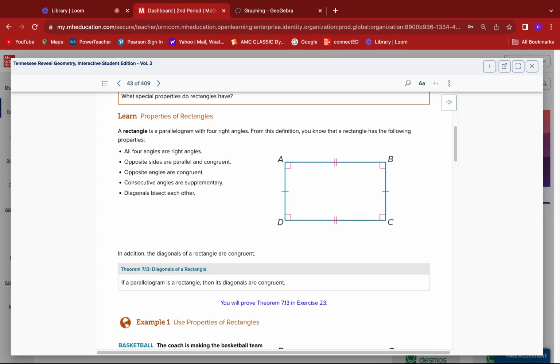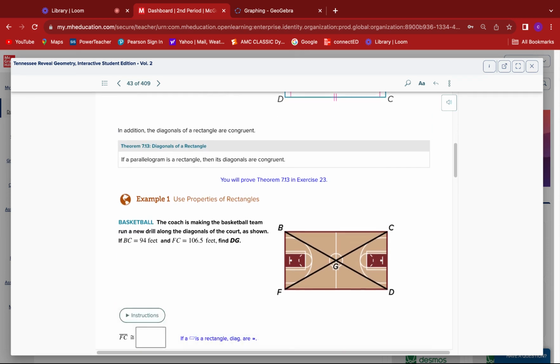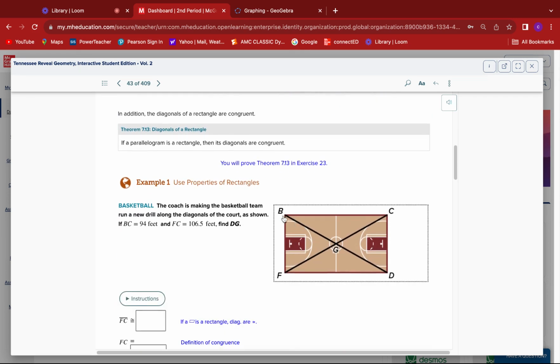All right. I don't know if we're going to see a problem like that, but yeah, there it is. So this is what I'm saying. This diagonal BD and this diagonal CF intersect at G. And what I mean is BG, CG, DG, and FG are all equal to each other on a rectangle. That's not necessarily true in a parallelogram. They just bisect each other.